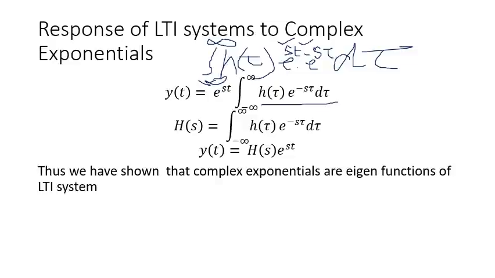So if we represent the system response, or the complex amplitude factor, by h of s, then we can write y of t equals h of s times e power st, which is the input. So the output is basically h of s times the input. We have shown that complex exponentials are eigenfunctions of the LTI system, because whatever you give at input, you get the same, but scaled version.